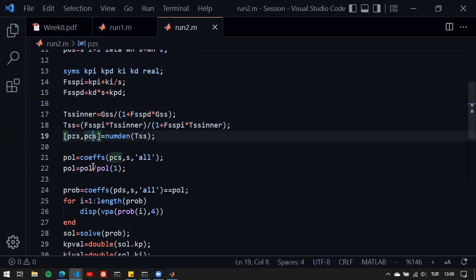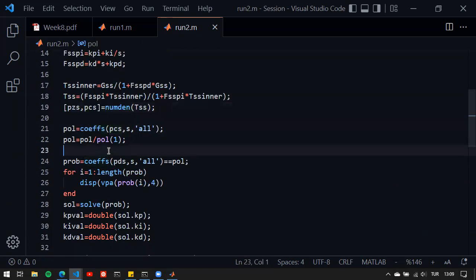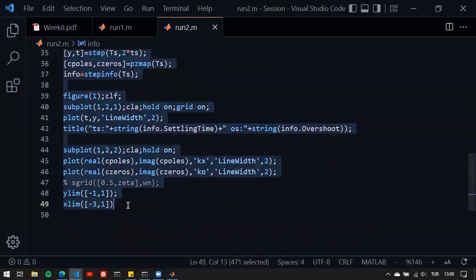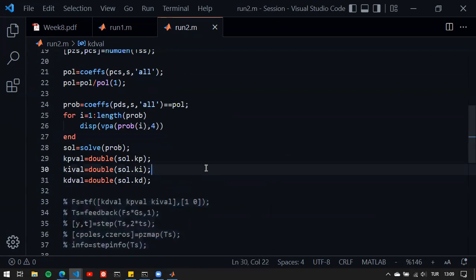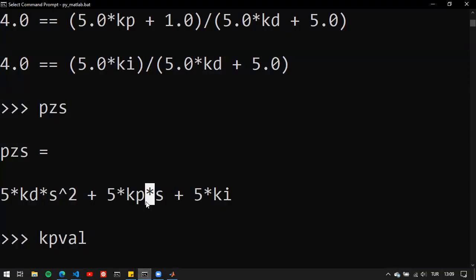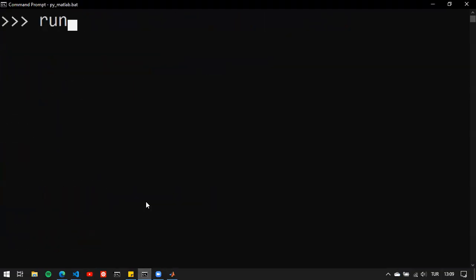And then we will have PZS, PCS, the coefficients of them, and then we'll solve it. Let's stop at this point. And let's not even solve it for now. Let's just look at the problem itself. Run 2.